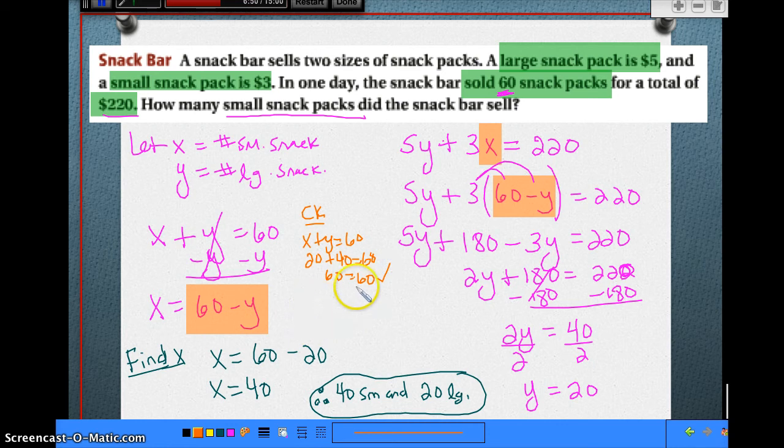You have to make sure both equations check in order for you to confirm that your answer is correct. Take the second equation, which is up here, and substitute in 20 for y and 40 for x, and multiply it out and see if it checks. 5 times 20 is 100. 3 times 40 is 120, and if you add those two numbers together, you're going to get 220 equals 220. And it checks.